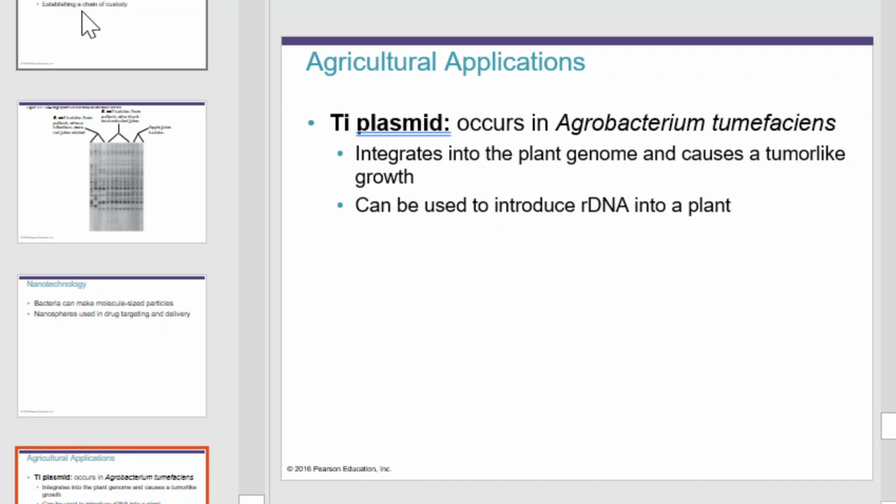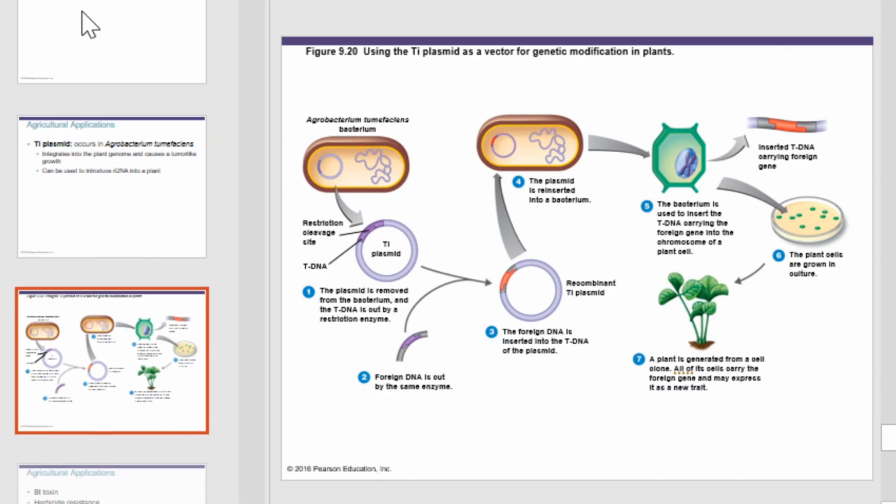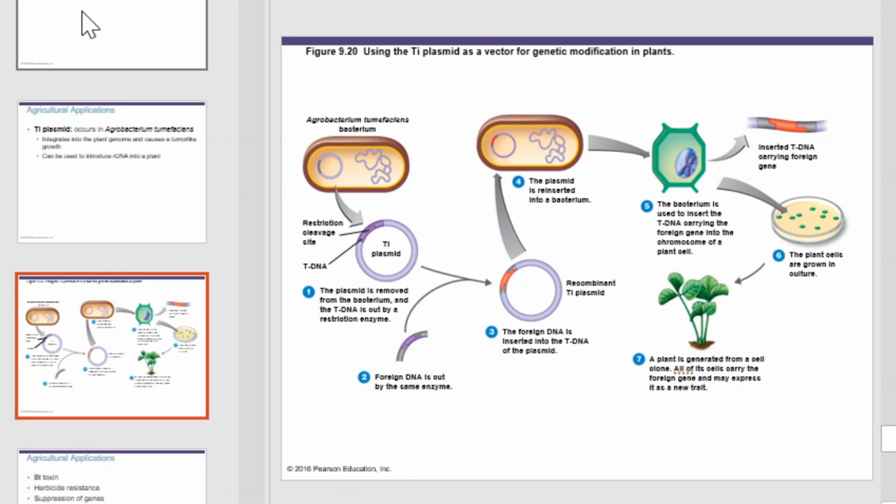Finally, agriculture. The Ti plasmid occurs in Agrobacterium. It integrates into the plant genome and causes a tumor-like growth. The Ti plasmid can be used to introduce rDNA into a plant. This is an illustration of how the Ti plasmid can be used as a vector for genetic modification in plants.